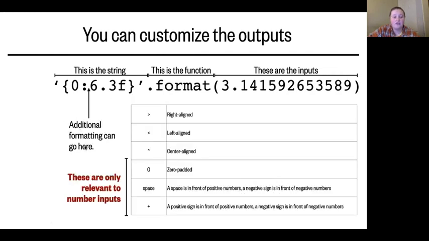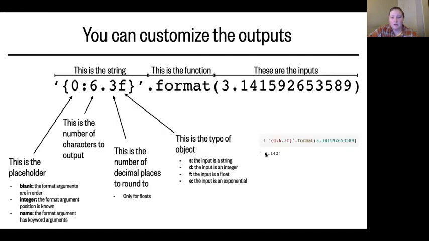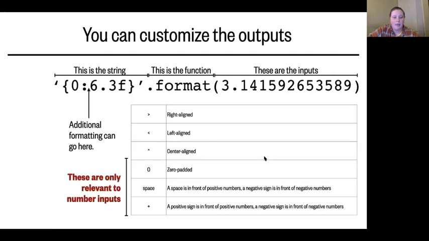Now you can add additional formatting stuff there. You can right align it so that it's lined up on the right and any additional spaces go on the left. You can left align it so any additional spaces go on the right and it's flushed to the left. You can center it so it's right in the middle and all the spaces are evenly spaced. You can 0 pad it. So if you put a 0 here, a 0 would actually end up in front of this 3. You can put a space there, and that'll put a space in front of positive numbers and a negative sign in front of negative numbers. Or you can put a plus sign, which puts a positive sign in front of positive numbers and a negative sign in front of negative numbers.